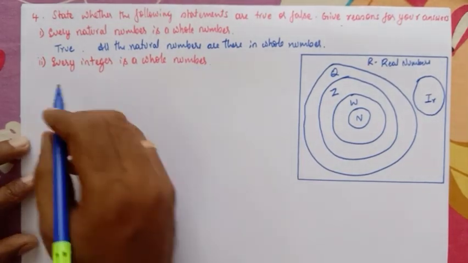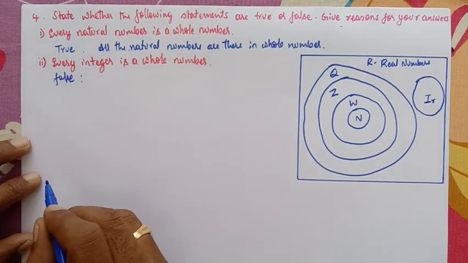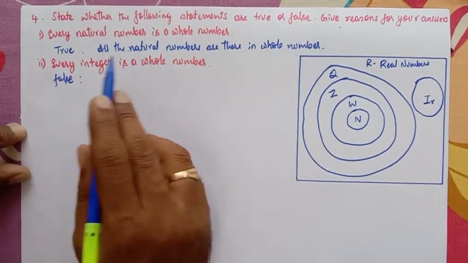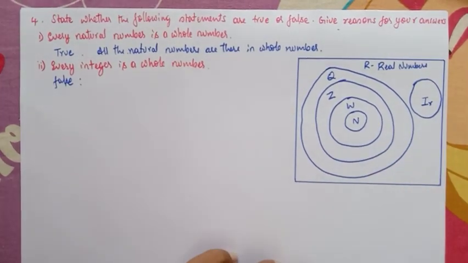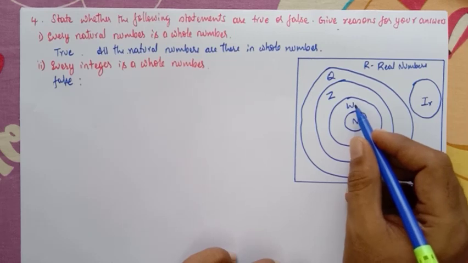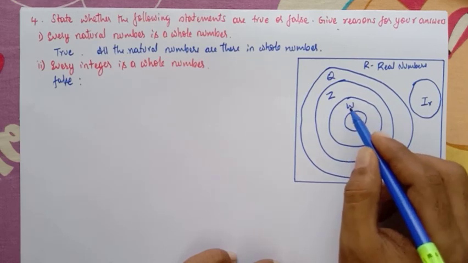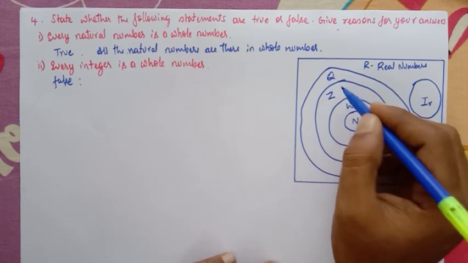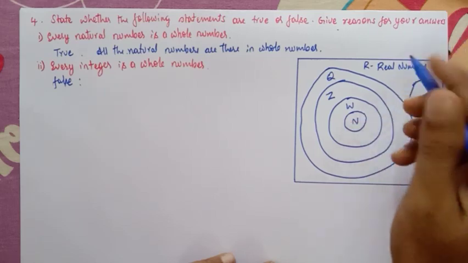Every integer is a whole number. False. The reverse of this statement is true: every whole number is an integer. Every natural number is a whole number. Every whole number is an integer. Every integer along with whole numbers and natural numbers is a rational number, and the set of rational numbers along with irrational numbers together forms real numbers.